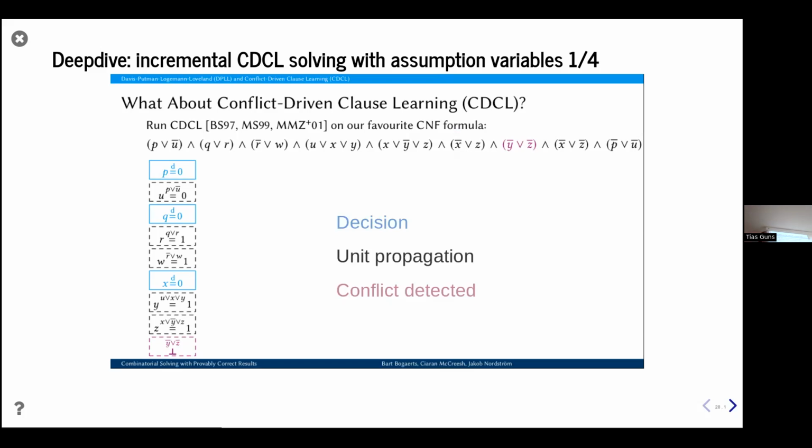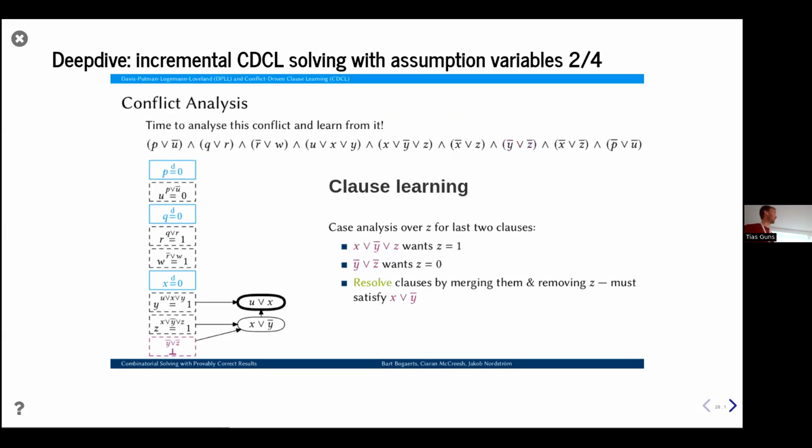And then it might detect a conflict. It might see that in this branch of my search tree, I actually get a conflict, okay? So that's the conflict detection part of a CDCL. The next part is the clause learning. If it encounters a conflict, it will analyze why this conflict happened. So for example, if we take the before-last propagation that happened, it has this clause X or not Y or Z, and that one forced Z to be equal to 1.